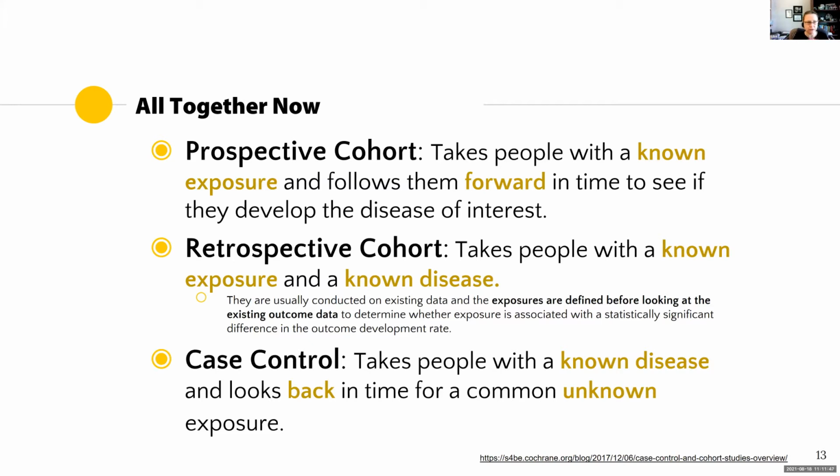So now all together, a prospective cohort study takes people with a known exposure and follows them forward in time to see if they develop the disease of interest. A retrospective cohort takes people with a known exposure and a known disease, right? And case control takes people with a known disease and looks back for a common unknown exposure. Any questions about those?